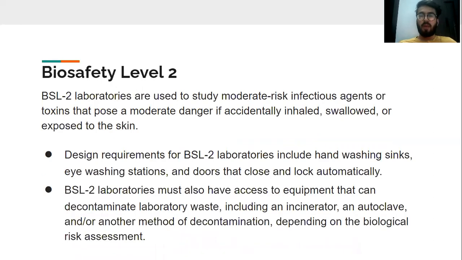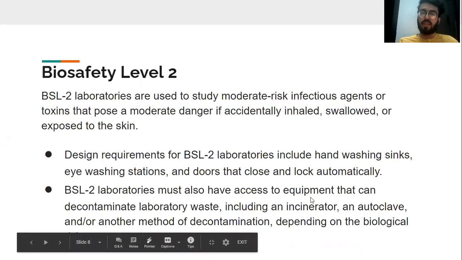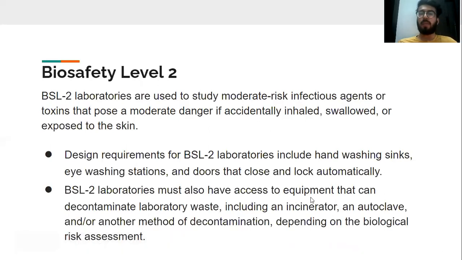The second one is biosafety level 2. Biosafety level 2 laboratories are used to study moderate risk infectious agents or toxins that pose a moderate danger if accidentally inhaled, swallowed, or exposed to the skin. Design requirements for BSL-2 laboratories include hand washing sinks, eye washing stations, and doors that close and lock automatically. It also has access to equipment that can decontaminate laboratory waste.